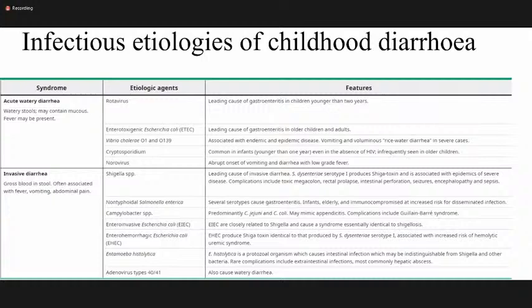So E. coli, Vibrio cholerae, Cryptosporidium, and norovirus. Norovirus is the other virus that is now coming up because of the vaccination against rota. So we are now seeing more and more norovirus diarrheal illnesses. Then we have the invasive types of diarrhea, usually caused by bacteria, so Shigella, Salmonella, Campylobacter, and all those play a role in the invasive types of diarrheal illnesses. Next, please.